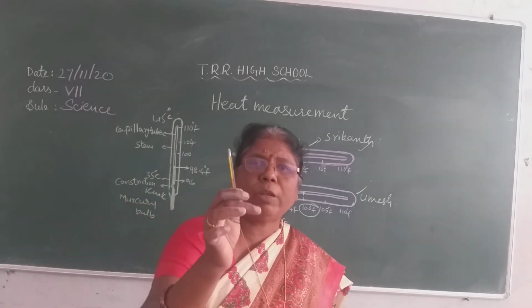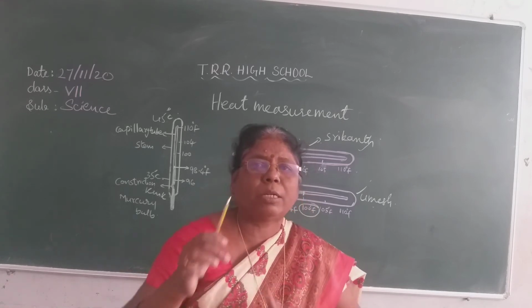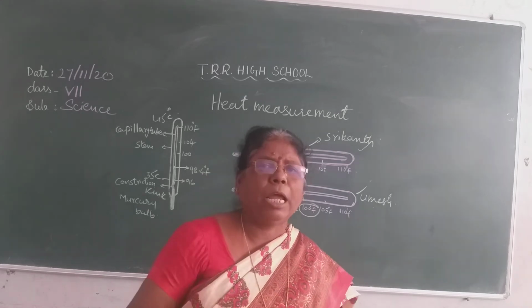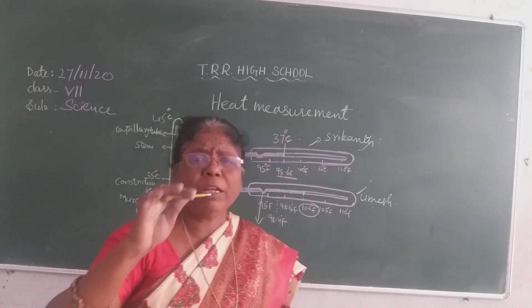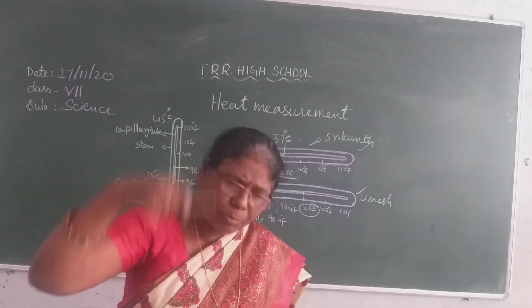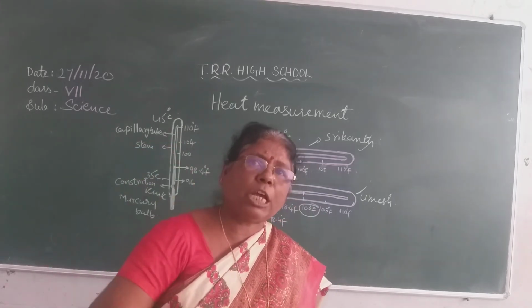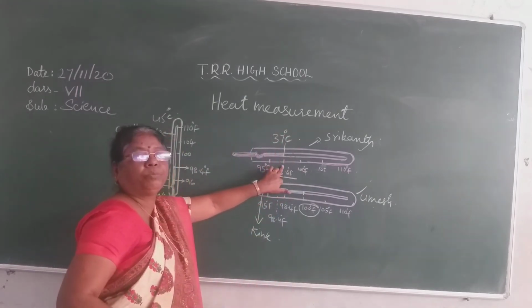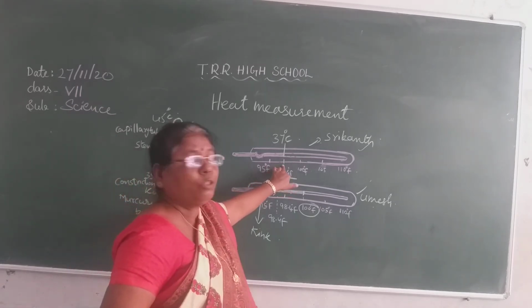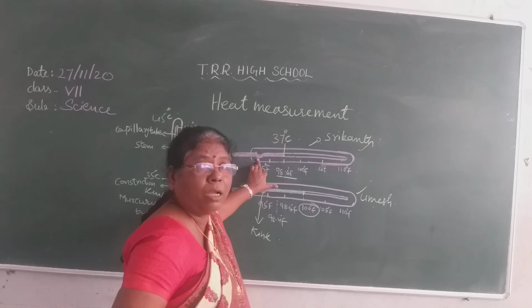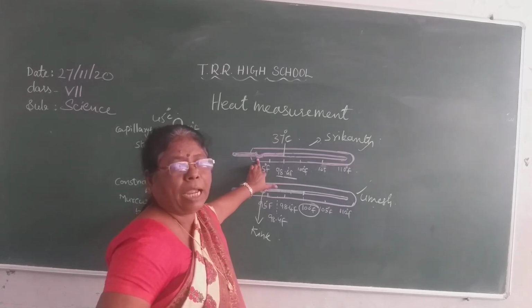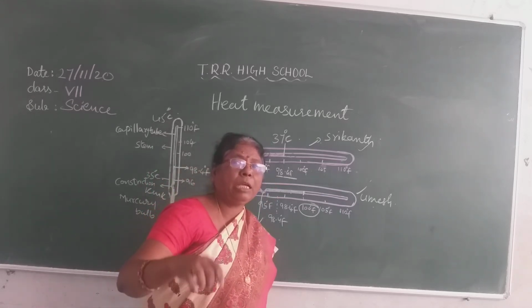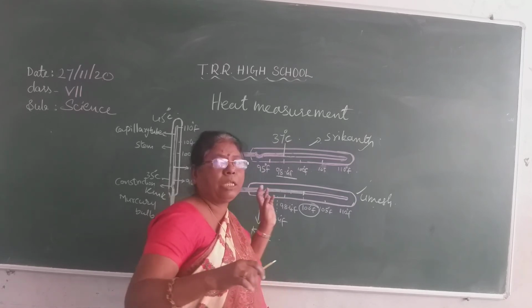Now where will you keep this thermometer? Under the tongue or under the arms. Under the arms we keep for small children, under the tongue we keep for adults. Before keeping the thermometer we have to give a jerk. This jerk is very important to bring the mercury down to the normal level, otherwise you will get wrong readings. So this kink prevents the falling of mercury, and the kink is absent in the laboratory thermometer. So what is the use of the kink? It prevents the falling of mercury in the thermometer.